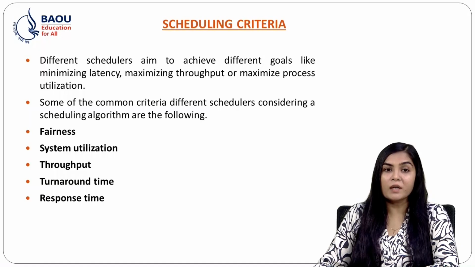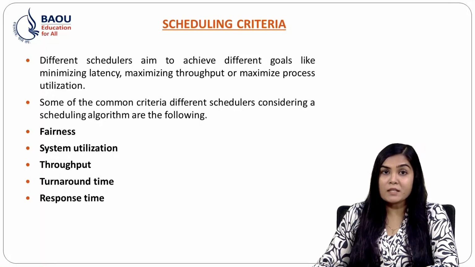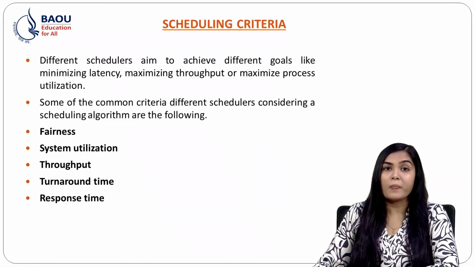Different schedulers aim to achieve different goals, like minimizing latency, maximizing throughput, or maximizing process utilization. Some priorities are needed by all systems, while some depend on the implementation environment due to the variation in the specific requirements of the various application areas as well as different operating systems. Some of the common criteria considered in a scheduling algorithm are the following.